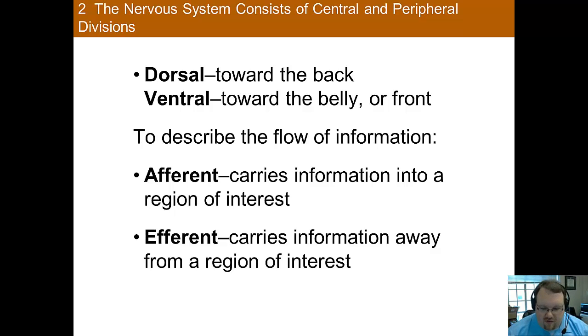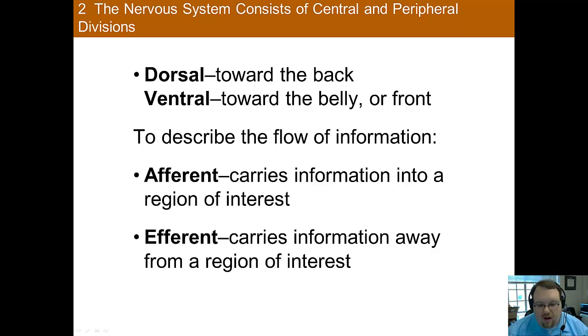Here we go, dorsal and ventral. So ventral, towards the belly or the front. Dorsal, toward the back. Now, sometimes dorsal gets confused with being toward the feet. It's not. It's toward the back. So the way I think of this is dolphins. Dolphins have a dorsal fin. Where would the dorsal fin be on you? It'd be in the middle of your back, right? So that's the dorsal side. It's not toward the feet, toward the back.